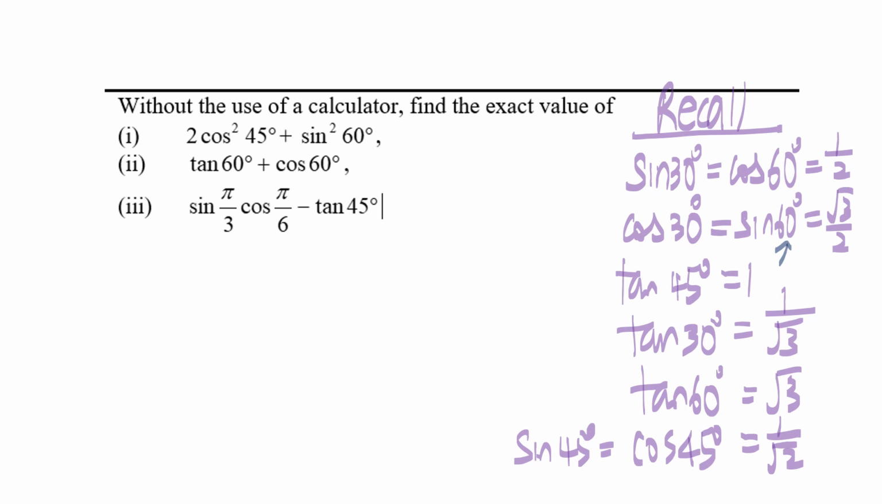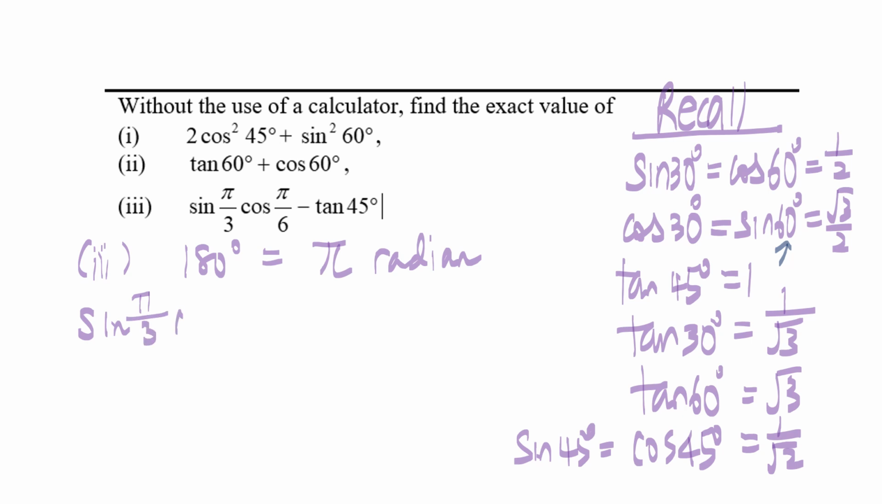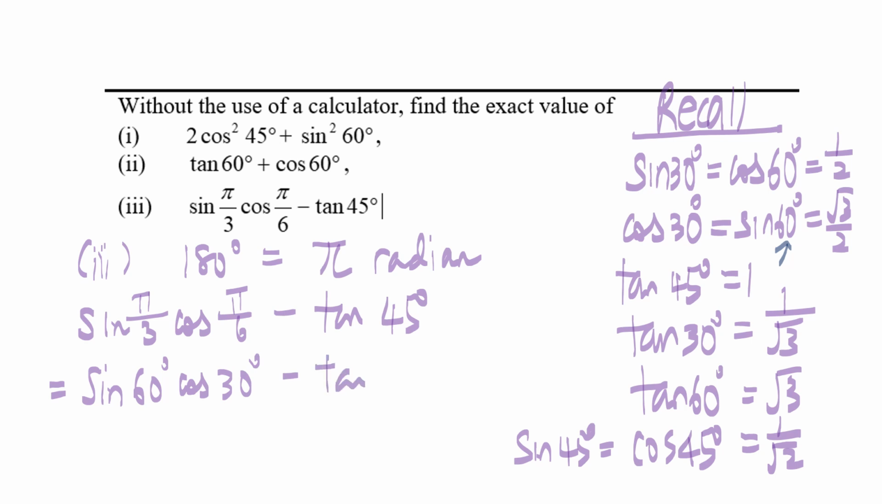Right, let's go on to the last question, that is part 3. Okay, there's something here that I need you to recall: 180 degrees is equal to pi radian. Okay, pi radian is equal to 180 degrees. So sine pi over 3 cosine pi over 6 minus tangent 45 degrees. If you were to convert that, you will get 180 divided by 3, that will give you 60. So we are basically finding sine 60 and cosine 30, then minus tangent 45 degrees.